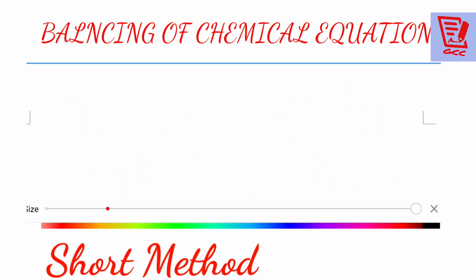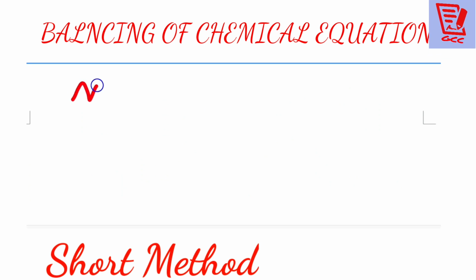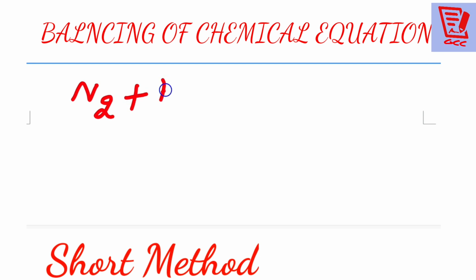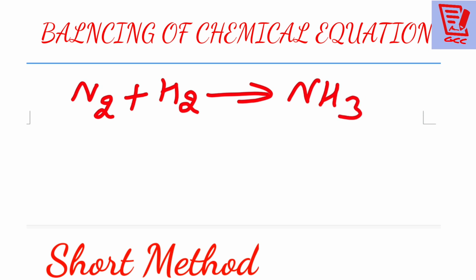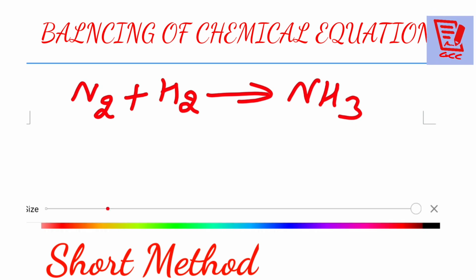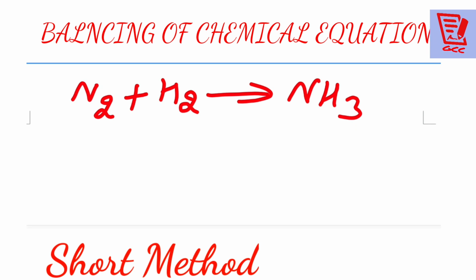What to do there? Suppose I am writing one equation over here. Let it be, this is the equation N2 plus H2 arrow NH3. Clear? This equation I have written there. Now most of the students feel difficult to balance the equation. You see the easiest way to balance the equation. Let it be, I am writing A here, I am writing B, I am writing C. If any other molecule will be there, you can write D, E, F, whatsoever you can write over there.